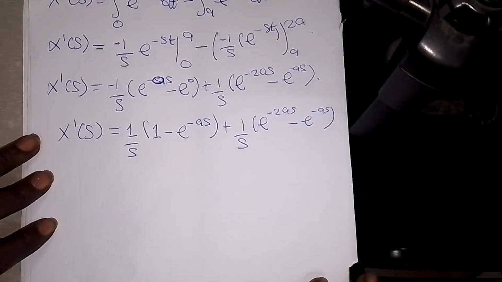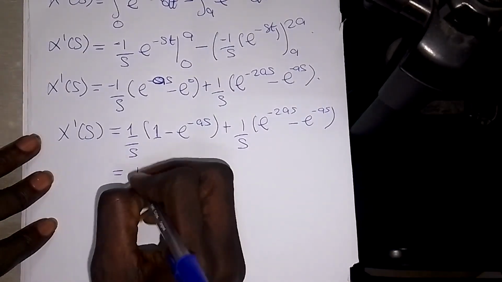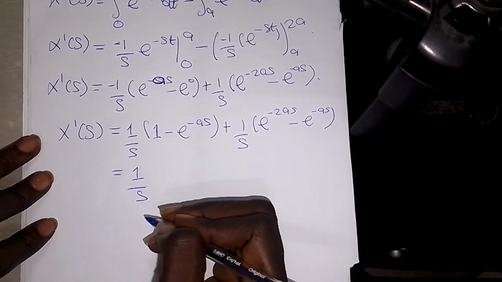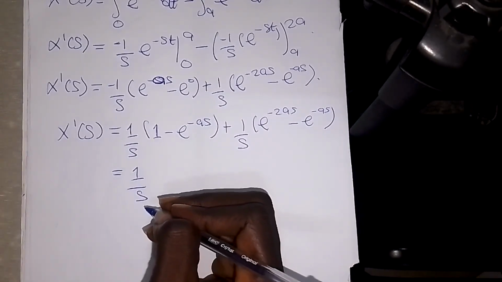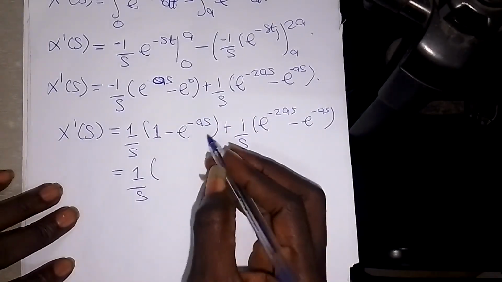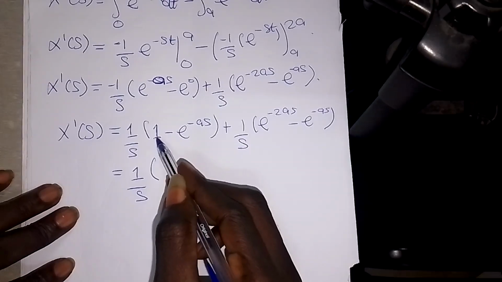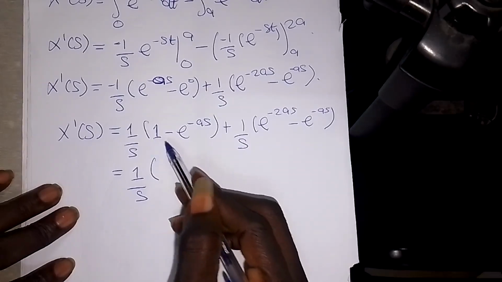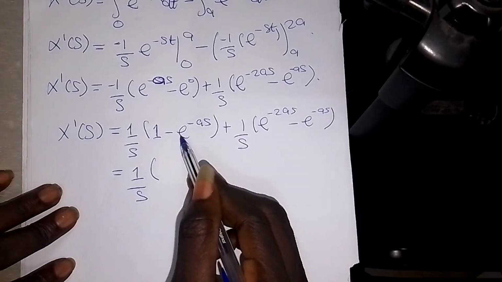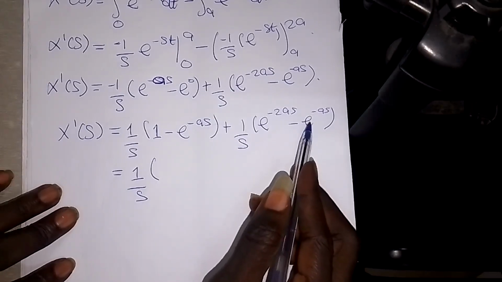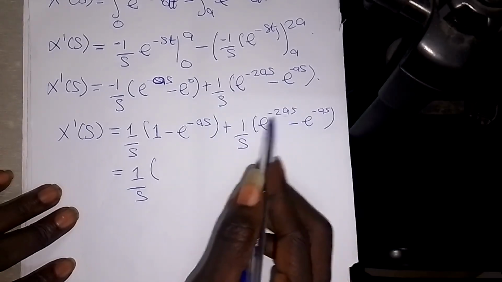Now if you have this one, what you can do is bring 1 over s out. And if you bring 1 over s out, what are you going to get? You're going to get here 1, and then here negative, negative. That means that you're going to have 2.